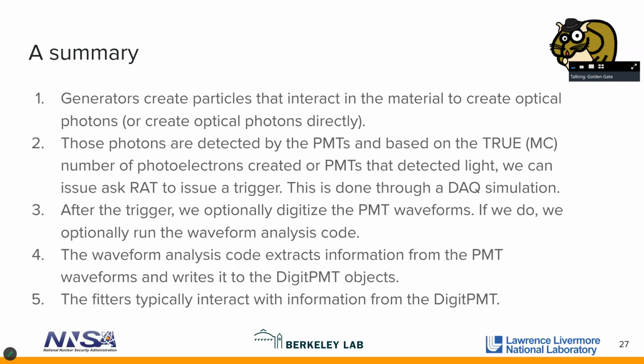Based on the trigger, we optionally digitize the PMT waveforms. And if we choose to digitize the PMT waveforms, we can also run the waveform analysis code. This waveform analysis code fills this information into the digit PMT object. And then your fitter typically interacts with information from a digit PMT. So then that fitter produces your reconstructed quantities, as Sam will talk about tomorrow. But that's the full chain about how to go from generating the particles to reconstructing the particles.